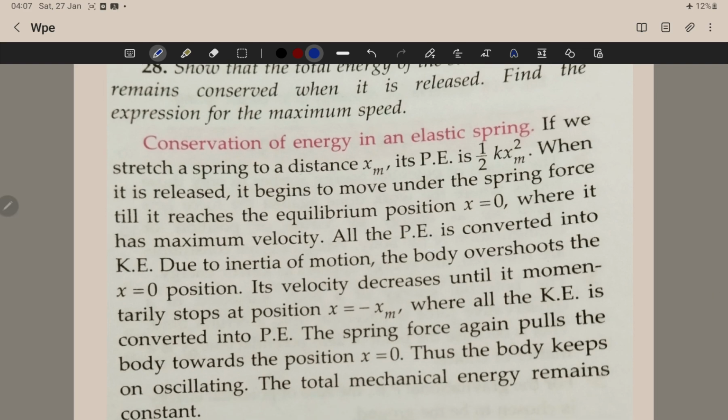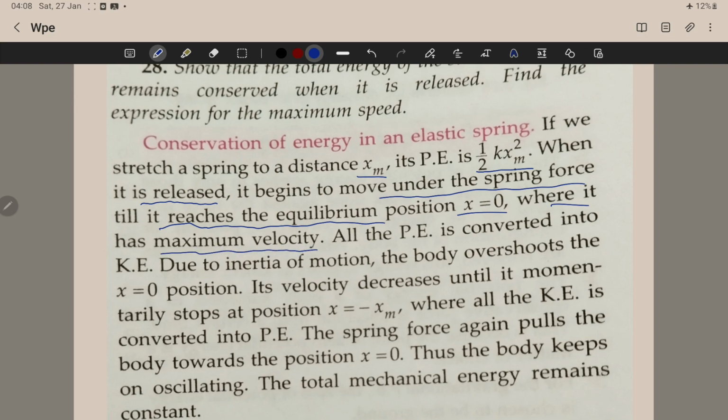So if we stretch a spring to a distance, let's say xm, its potential energy becomes half k xm square. The potential energy gets stored in the spring. When we release it, it begins to move under the spring force towards the equilibrium position, where x is equal to 0, and there it has maximum velocity.